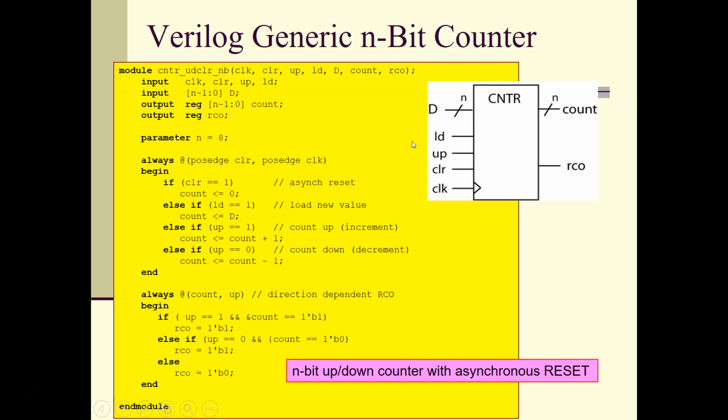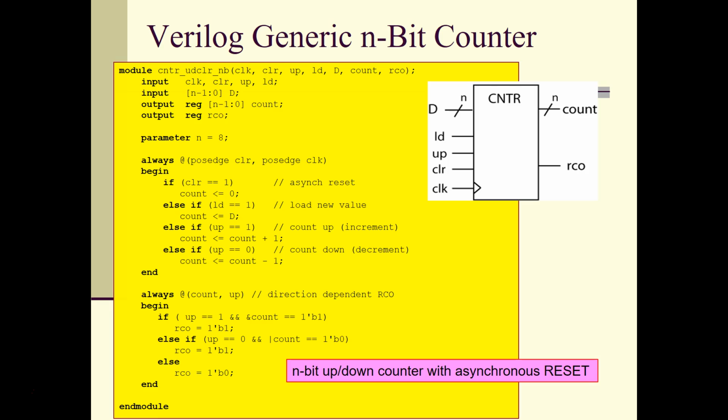This counter also has an RCO on it. This is a direction-dependent RCO. If you're counting up, RCO turns on when the output is all ones. If you're counting down, the RCO turns on when the output is all zeros. So this is necessarily a combinatorial circuit. It's just based on these two inputs here, which is up and count. And notice for the sequential circuit, I am using non-blocking statements. For the combinatorial circuits, I'm using blocking statements, which I'm always going to do.